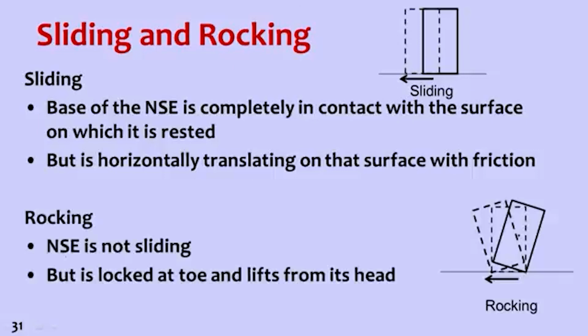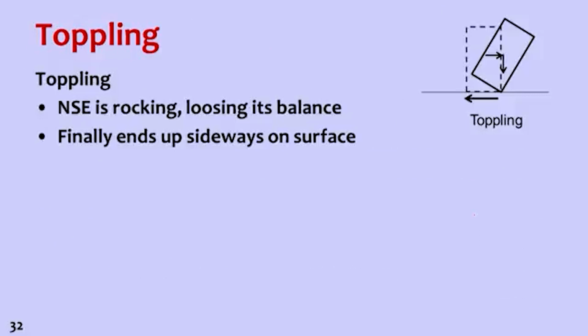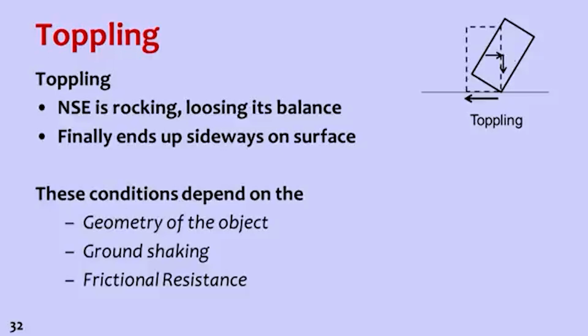And then rocking. The non-structural element is not sliding, but it is locked at the toe and lifts its head, something like this. If you move it, it is locked at the toe and lifting from the heel. Then the third one is toppling. Toppling is when the non-structural element is rocking, loses its balance, and finally ends up sideways on the surface. When this condition comes, we will discuss. These conditions depend on the geometry of the object, ground shaking, and frictional resistance.